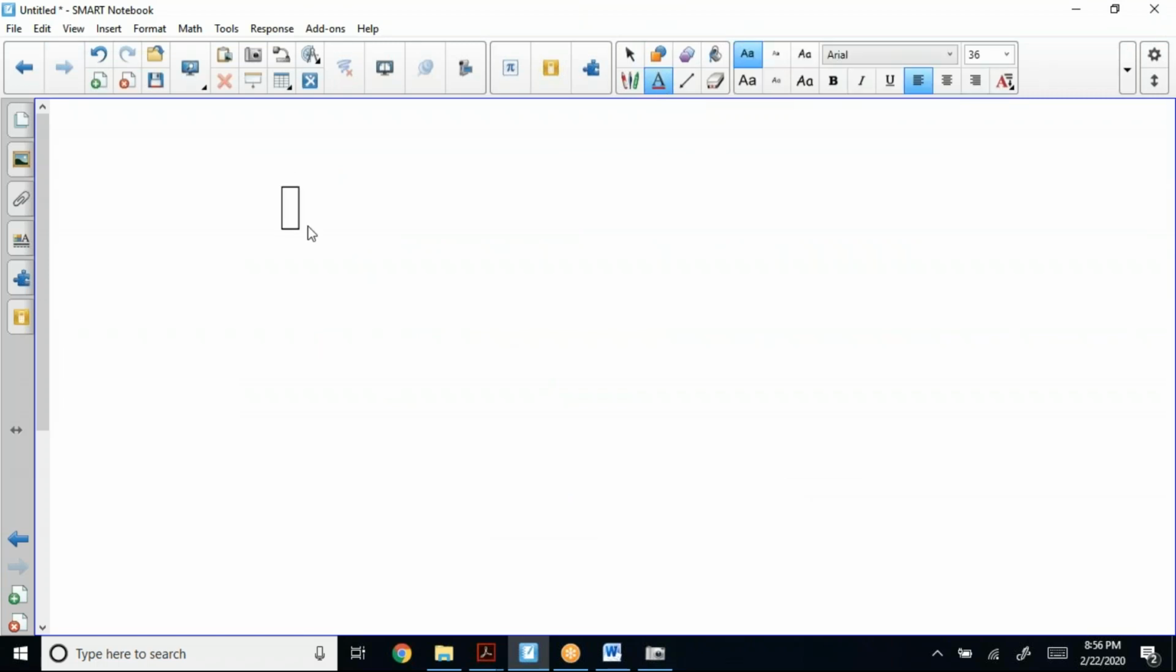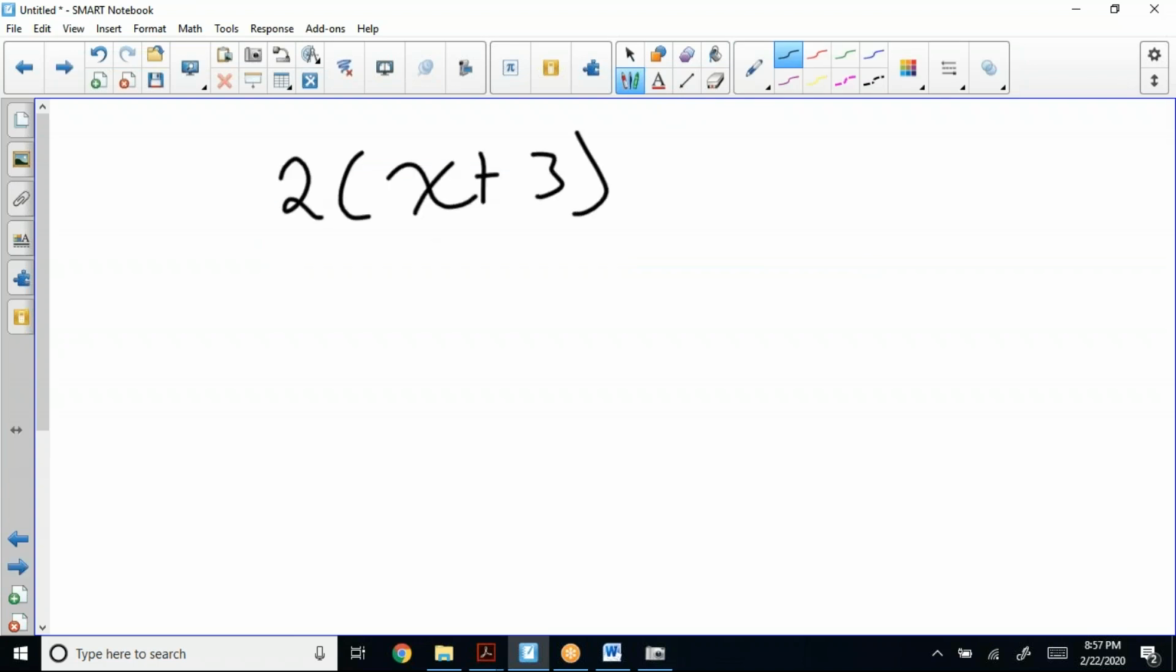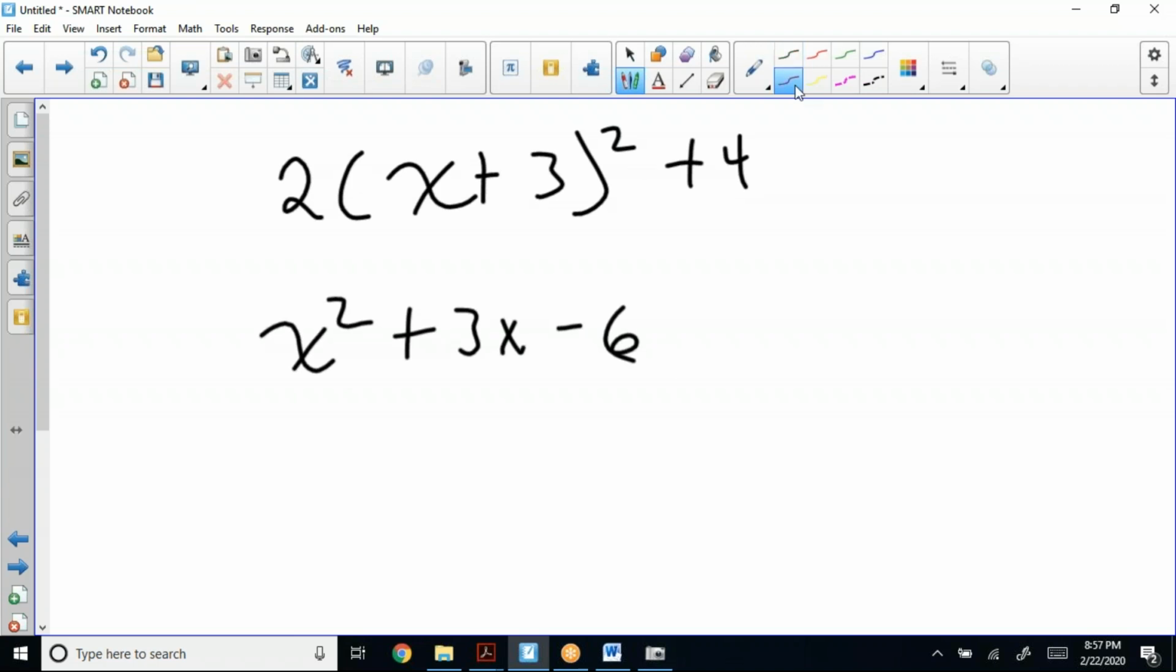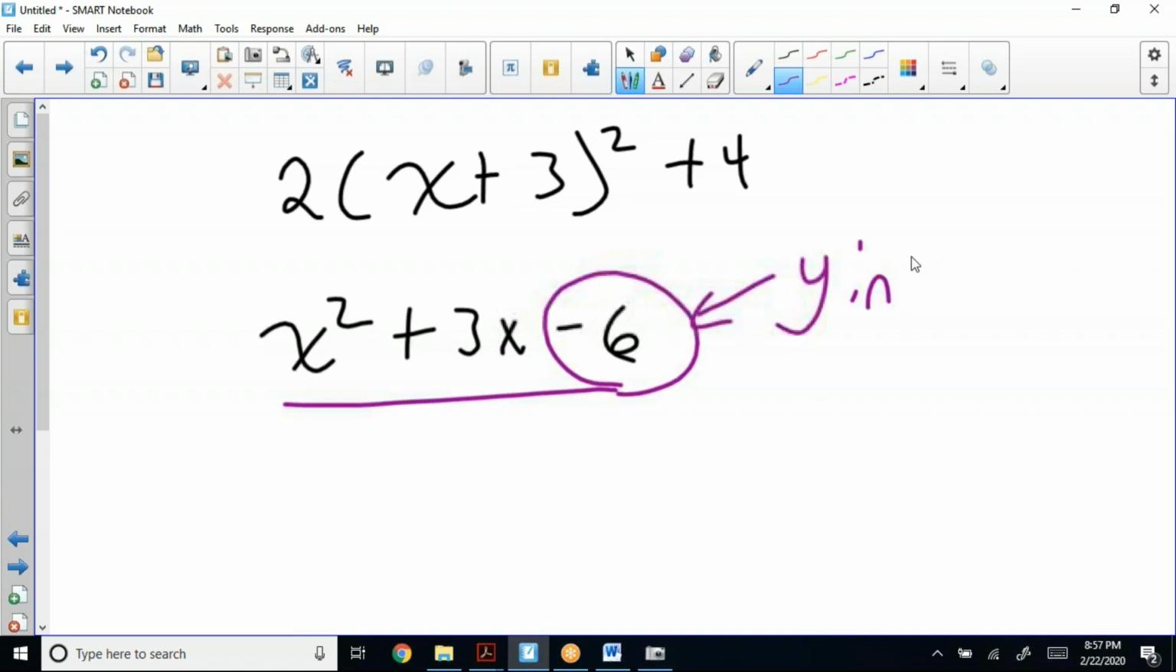They could give you something like this, or they could give you something like this, right? Just know that if they give it to you in standard form, this is the y-intercept, right? So that's something I'm looking at. Where's it crossing the y-axis? Because if I have to tell what graph this is, then I'm only going to look at graphs that cross the y-axis at -6, right?